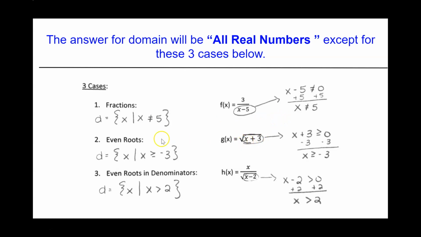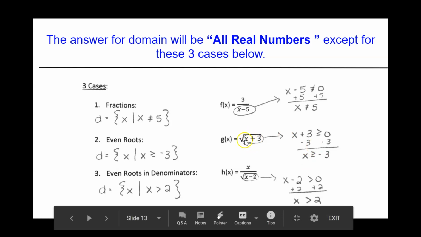The next case is if you see a square root. The rule with square roots is you cannot take the square root of a negative number. So whatever this answer is here, x plus 3, it must be greater than or equal to 0. If you look at the number line, all the numbers greater than 0 are positive, and a positive number means that you can take the square root of it.